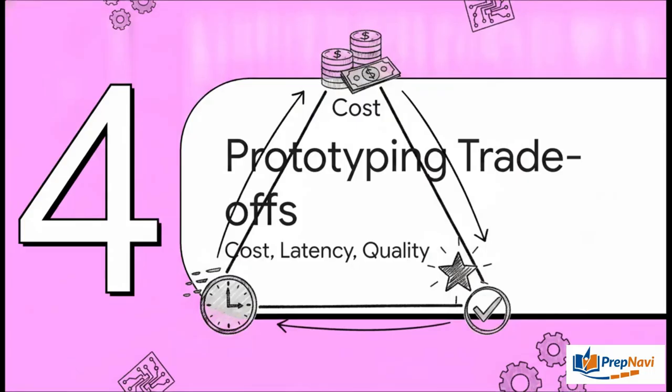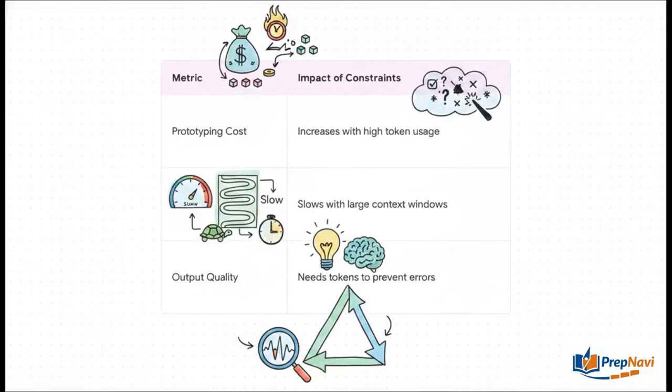Let's dive into Section 4, the prototyping trade-off, the triangle of cost, latency, and quality. This right here is the golden triangle Cisco expects you to balance on the exam. Let's break down these metrics. First up, prototyping cost. Because you pay per token, maxing out your context windows burns through your budget incredibly fast. To put that into perspective, processing massive documents in every single prompt can turn a $5 prototype into a $500 problem literally overnight. Next is latency. Stuffing massive amounts of data into the context window forces the model to process all of it, which slows down generation times and seriously frustrates your users.